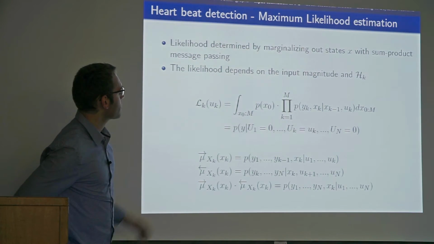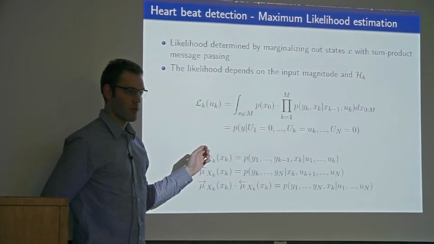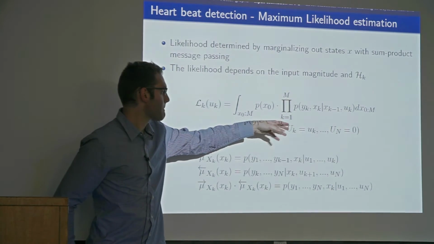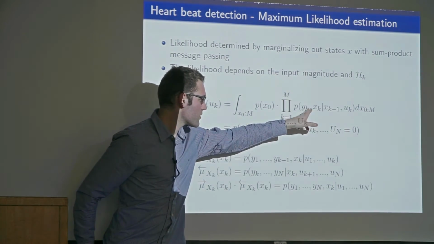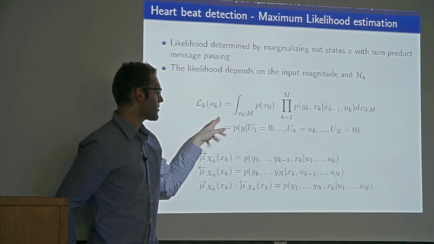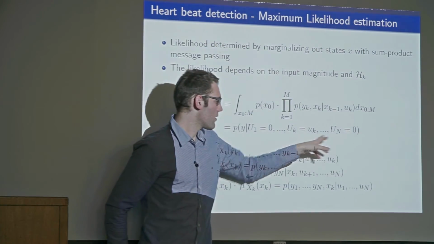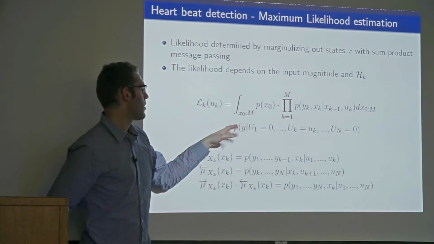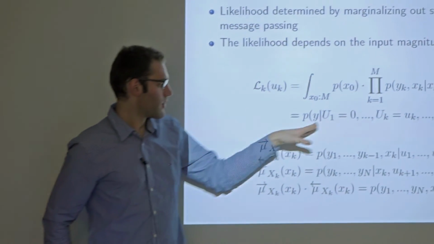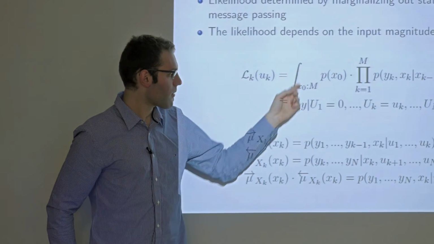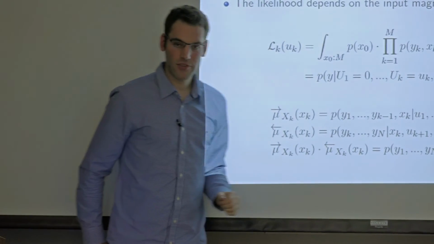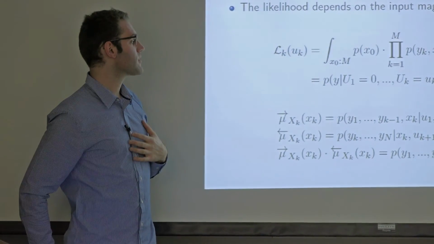And so what do we do? We need to compute the likelihood of the input. What we take is the whole joint density conditioned on the input and with the observations plugged in. And so this is the likelihood for the hypothesis Hk. So all inputs are 0 except the kth input. And how do we compute this marginal likelihood function? Well, we have to sum out, or integrate out because they're continuous variables, over all random variables x, over all hidden states.